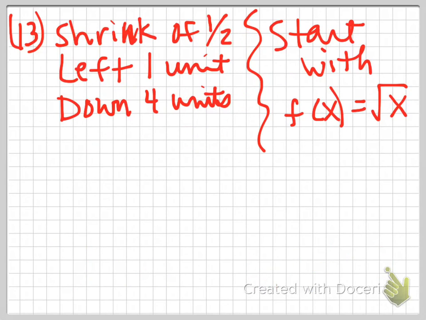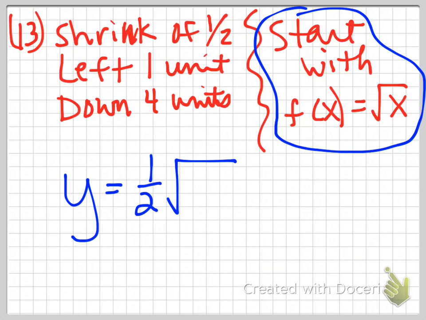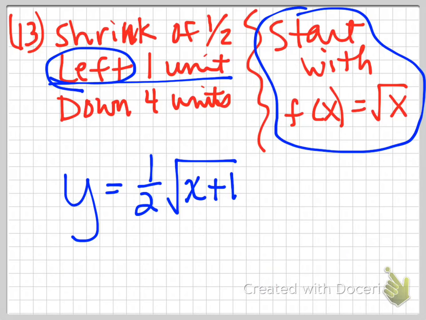Number 13, 14, 15, and 16, we're going to be writing the equation. So we're always on these problems going to start with a square root function. So if we're going to have a shrink, that's the slope, so it goes before the square root. Left 1 unit, well, left and right go inside with x. So it's going to be x plus 1 because left is with x in x world, so it's plus. Down 4 units is always going to be after the problem in the back over here. So down 4 units is going to be minus 4.